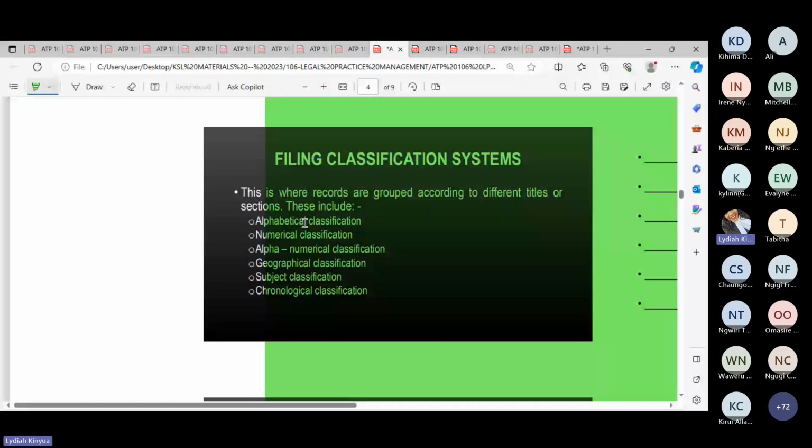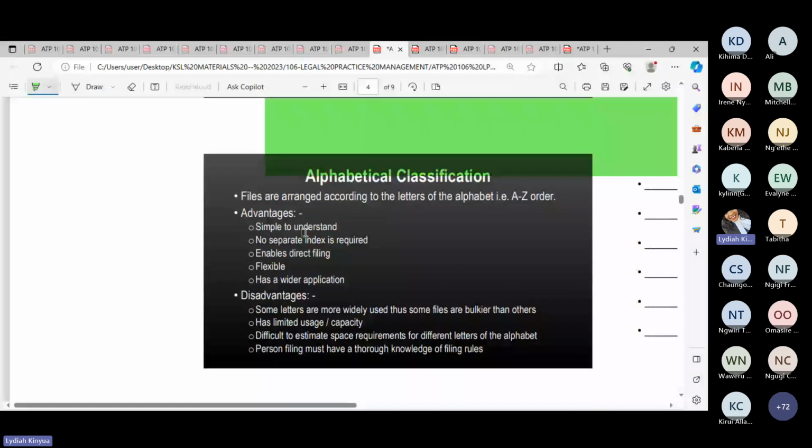Some of the rules for alphabetical classification are: use the surname, and if the names are similar, you use the second name. Titles are ignored, like doctor, professor, you ignore those. Equally, for a hyphenated name, the hyphen will be ignored.